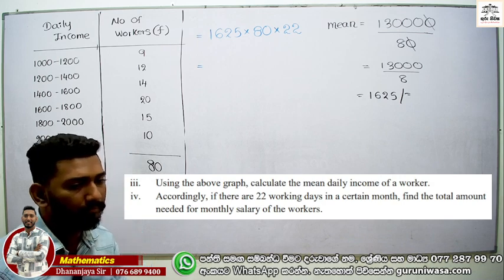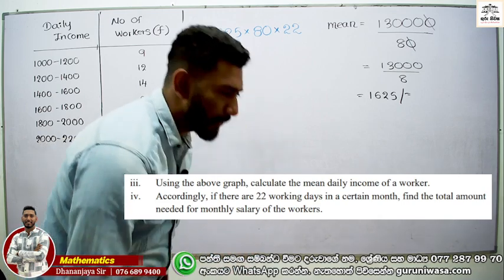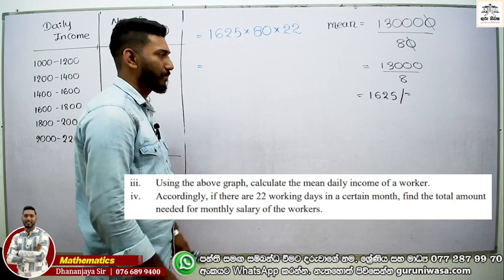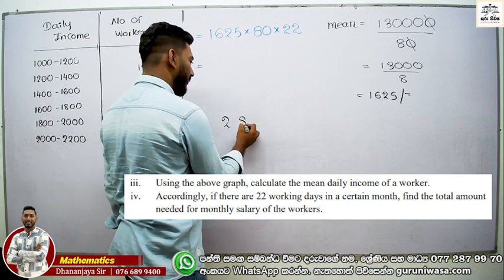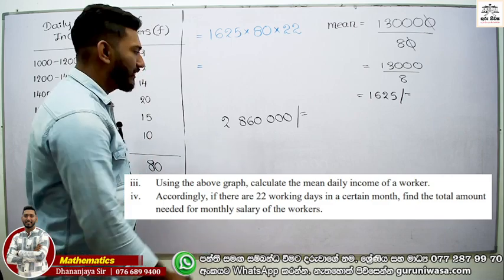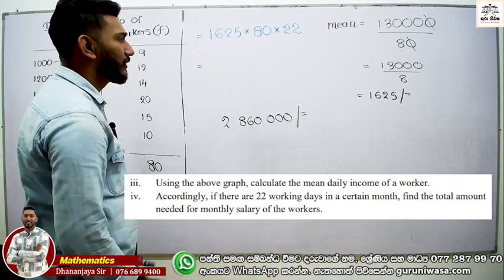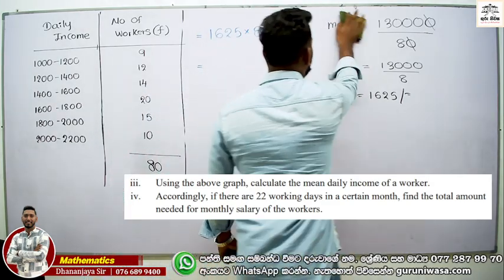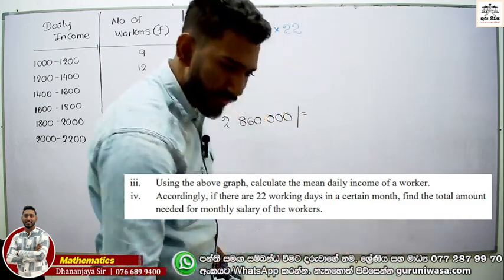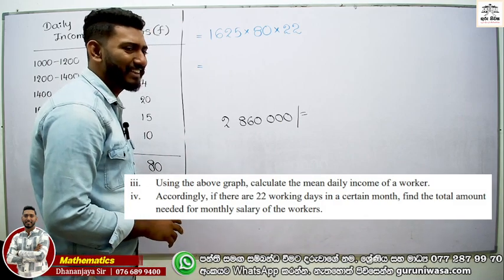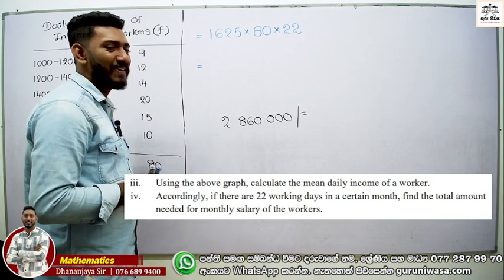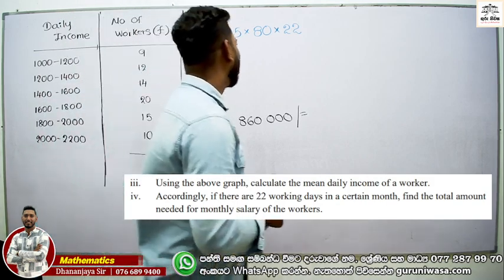Sir, it's a big number. Big, big number. Did you get a million answer? 860,000. Is this your answer? Yes, sir. Right. Now I'm going to multiply. Use a calculator, I think. Did you use one? No, sir. Right. Now listen.